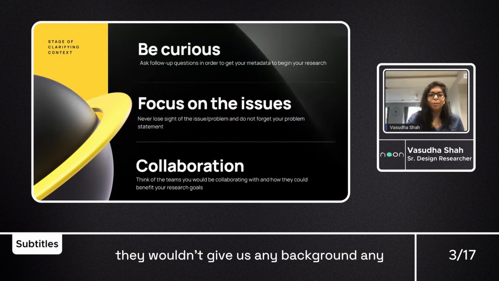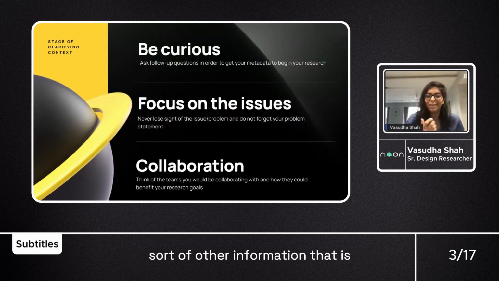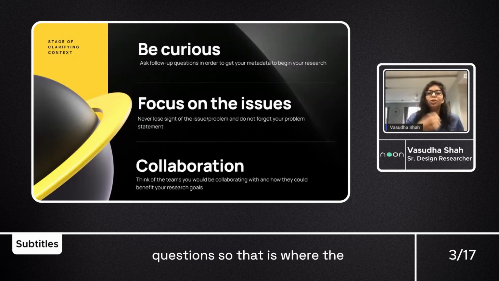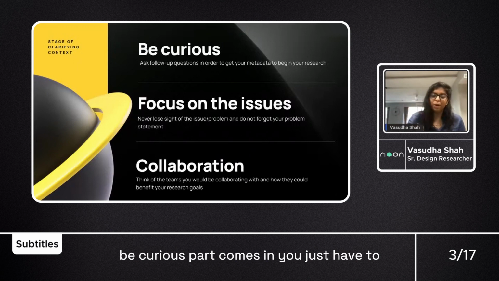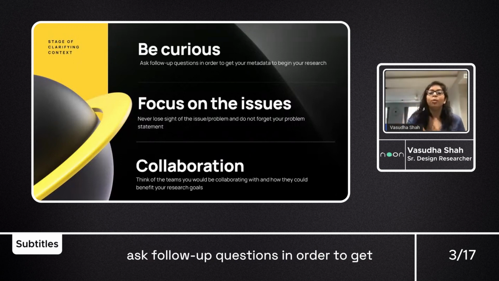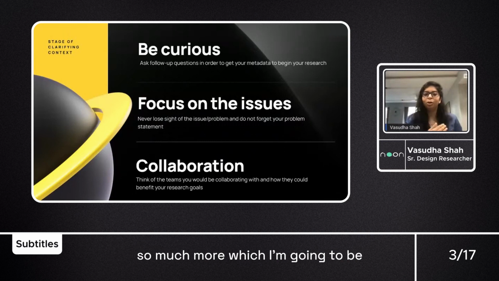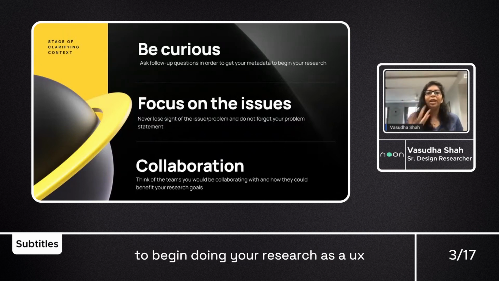They wouldn't give us any background, any sort of other information. That is something that we kind of have to get from our stakeholders by asking multiple questions. So that is where the be curious part comes in. You just have to ask follow-up questions in order to get your metadata to begin doing your research. Till then you don't know who your target audience is, and there's so much more which I'm going to be talking about later on. You won't be able to begin doing your research as a UX researcher.